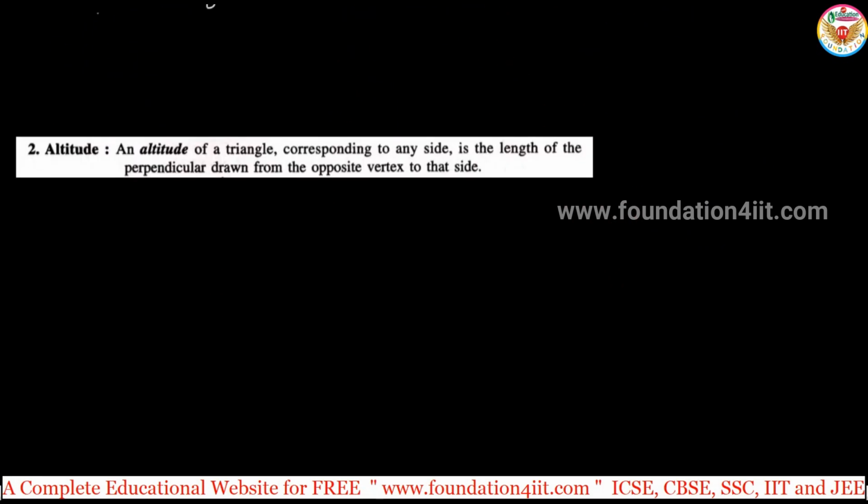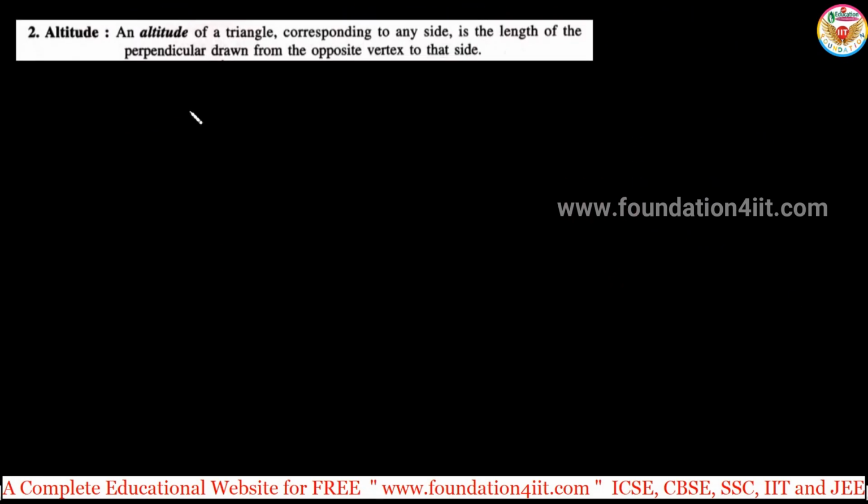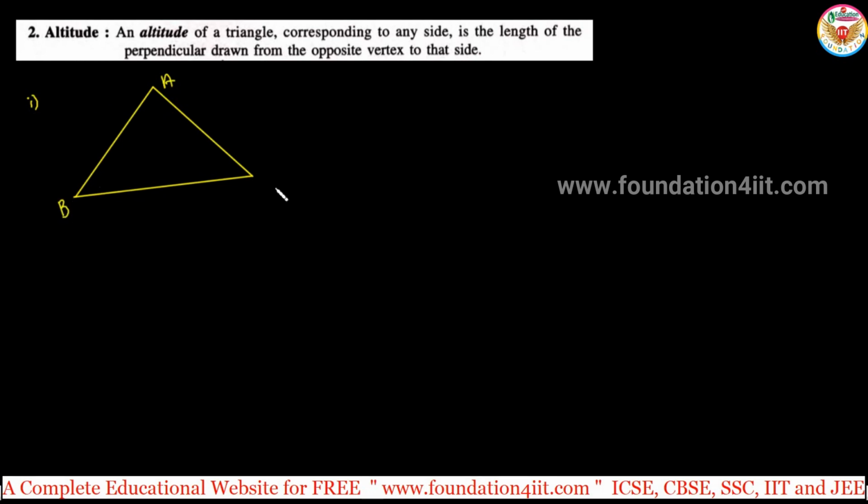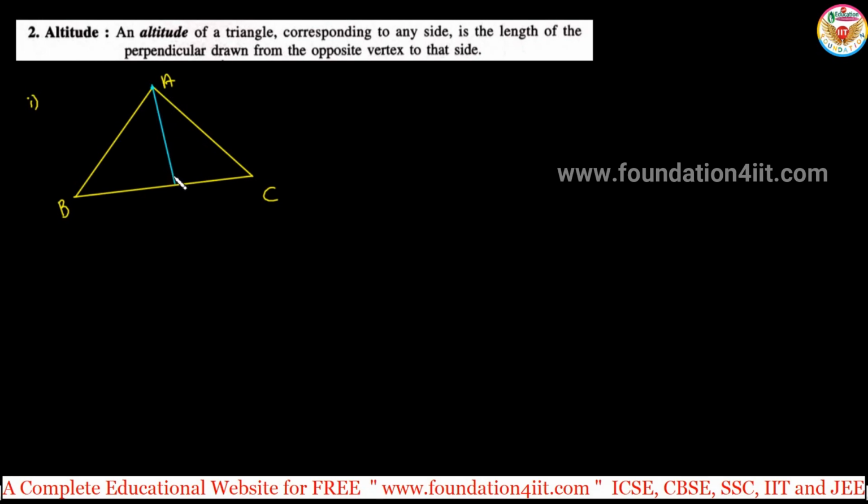Next one, we have the altitude. The altitude of a triangle corresponding to any side is the length of the perpendicular drawn from the opposite vertex to the side. Let's take the first one. This is a triangle ABC. From vertex A, if you draw exactly perpendicular to the base BC, it must be 90 degrees. AD. So AD is the altitude now.